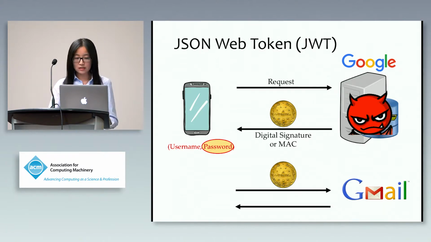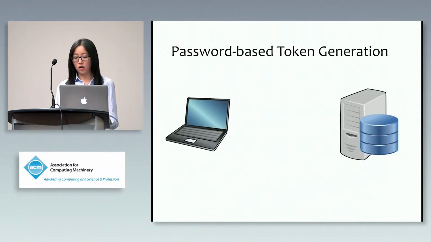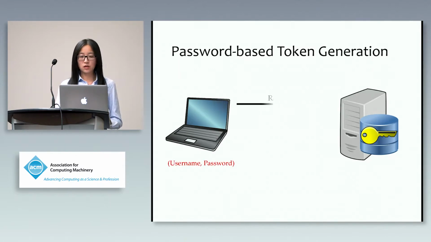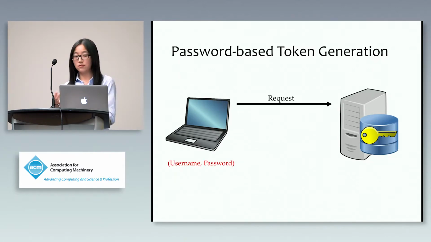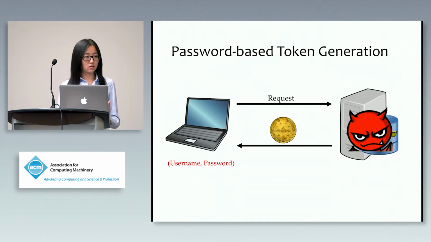And more generally, this issue arises in a lot of password-based token generation protocols, where there is a server holding a secret key, and a user using a username and password to request a token. The server verifies the password is correct and then issues a token. In this scenario, if the server is corrupted or compromised, then there are two issues again. First, the secret key is leaked, so the attacker can generate any token. And second, the user's password could also be leaked.